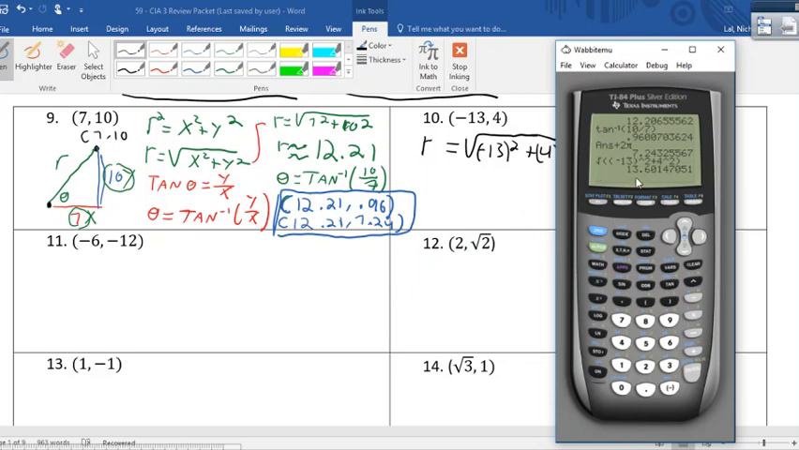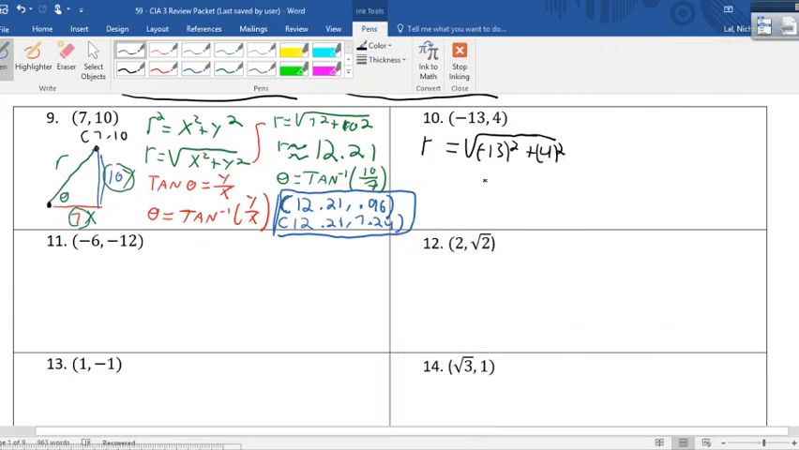So that should be 13.6. Find the square root of 185. Yeah, it's also 13.6. So r is approximately equal to 13.6. All right, and then we need to find theta.